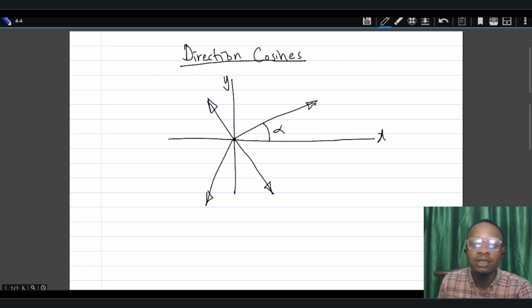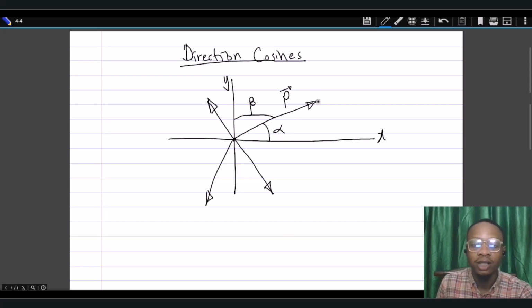So we say this is the angle that it makes with the x-axis. We're calling it angle alpha. Then we also know that it will make some angle with the y-axis, and then we can call that beta. So these angles tell us the direction cosines of the vector. So if this is some vector p and it makes an angle alpha with the x-axis, what will be the x component of vector p?